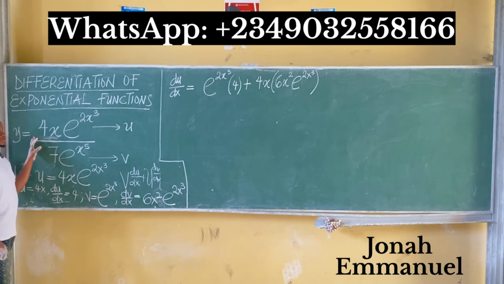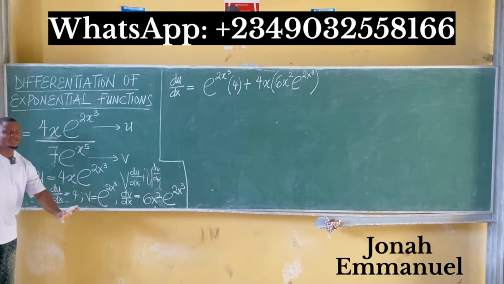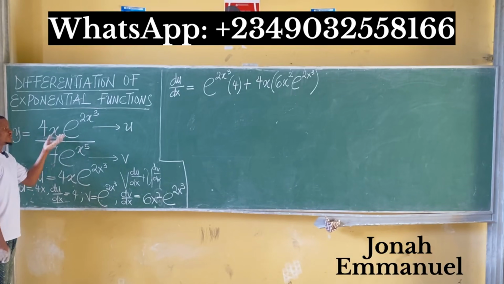To solve this question, primarily, it's a quotient rule. Quotient rule: v du dx minus u dv dx all over v squared. We'll come to that. Now, what's the u? U is the numerator. That's this. What's v? V is the denominator. That's this.